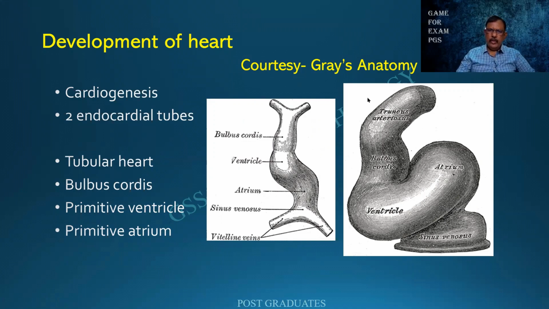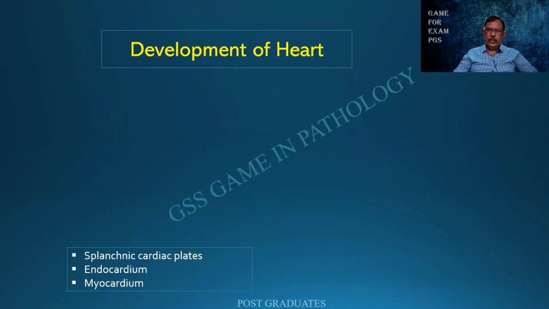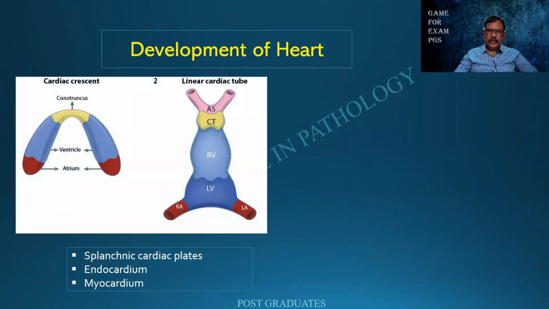And from this, we have got the truncus arteriosus, which can later on become the aorta, and the sinus venosus, which can pave way for the vena cava. Now let us go to the development of the heart. It is a crescentic structure, and there is a medial ridge called the conotruncus, from which you get the ventricle and the atria of either side.